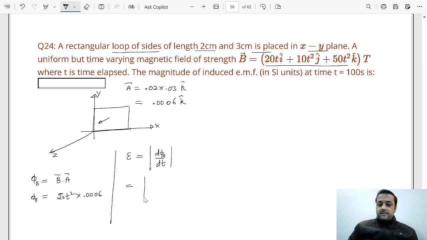If I differentiate this flux as a function of time, what will you get? 100 t into 0.006. We have to find this value at t equals 100. So effectively this value becomes 100 t into 0.006. At t equals 100, if you put this in, this value will become 6, I believe. Yes, this is coming out to be 6. So 6 will be the answer.